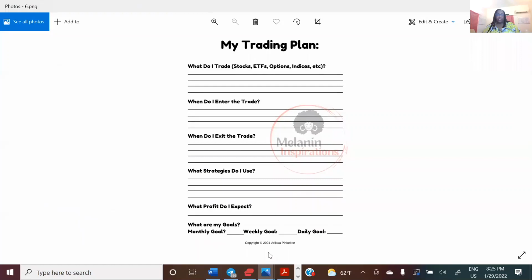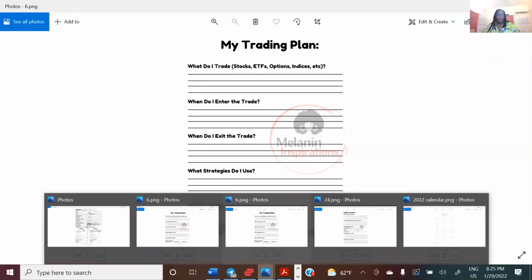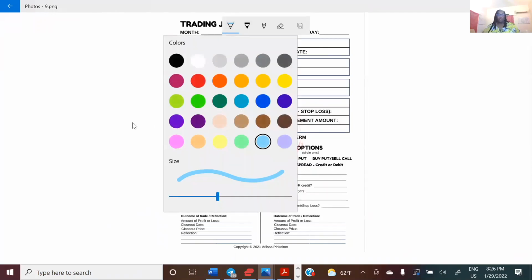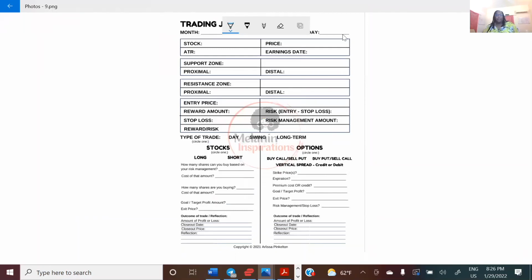This was the question from the trading plan. We already went through that. I think that's everything. And then we can go, this is the page. The page we're going to look at right now.